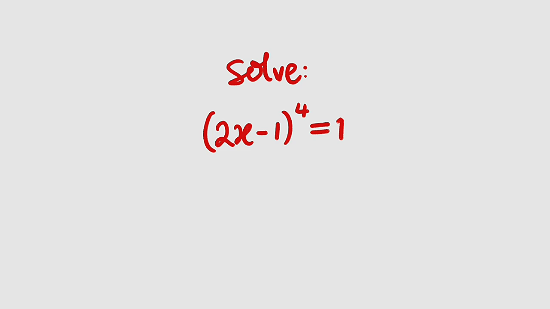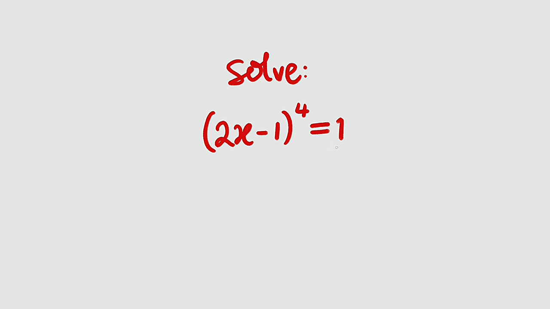If you need only the real solutions, you can take the fourth root of both sides, thereby having 2x - 1 = ± the fourth root of 1. But we are not going to do that because the question said solve, meaning we are expecting all the solutions. So this particular equation contains 2 real solutions and 2 imaginary solutions. And we are not going to expand this binomial term to the power of 4 either.